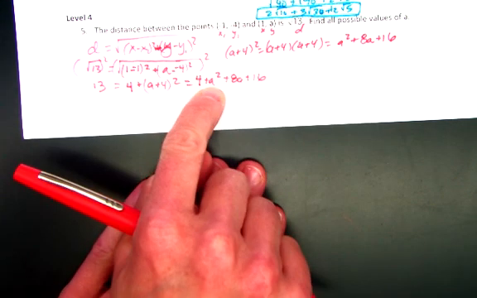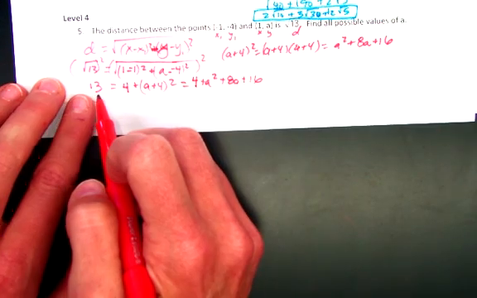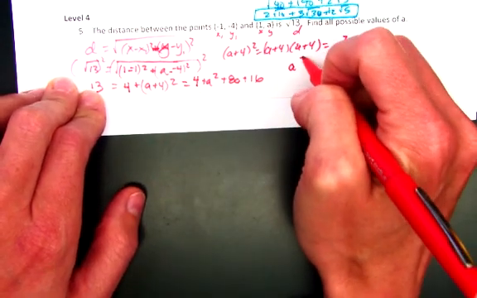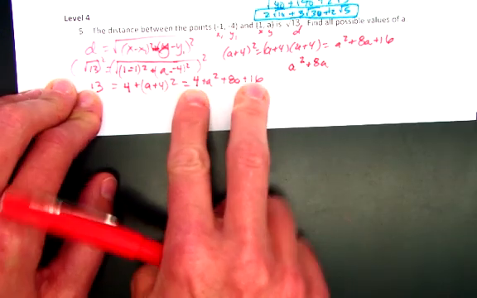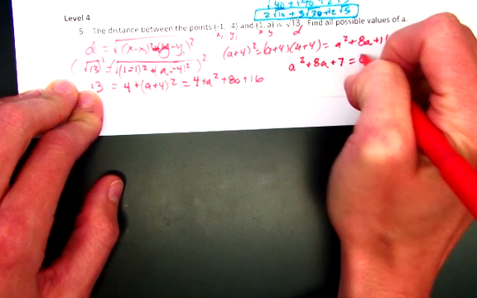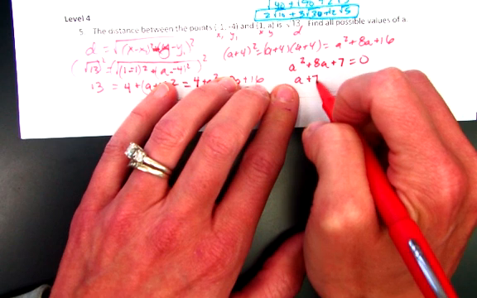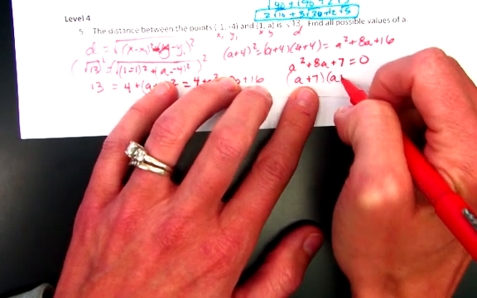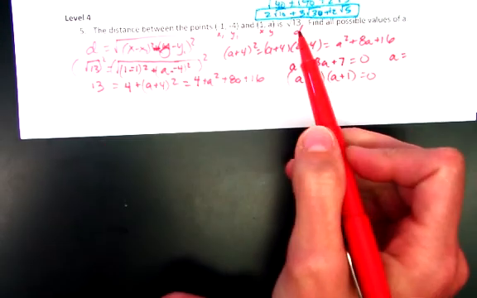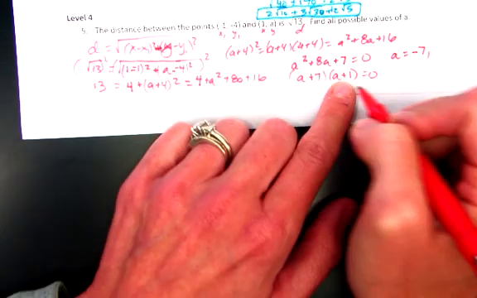Now notice I have a quadratic. If you have a quadratic, you need to set it equal to 0. So I'm going to subtract 13 from both sides, and here I have 20. So I end up with a squared plus 8a, and then 20 minus 13 is 7. So this becomes a, what two numbers multiply to 7 and add to 8? That's a plus 7 and a plus 1. So therefore, a could be two different numbers in order to get the distance to be root 13. The two numbers are going to be negative 7 by the zero product property, and negative 1.